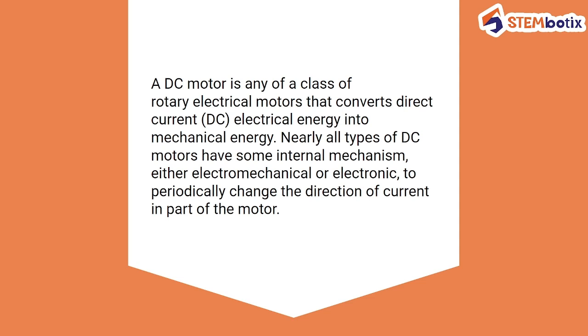So, a DC motor is any class of rotary electrical machine that converts direct current electrical energy into mechanical energy. Nearly all types of DC motors have some internal mechanism, either electromechanical or electronic, to periodically change the direction of current in part of the motor. So, what happens in a DC motor is there are some dedicated parts which periodically change the direction of current provided to the DC motor.